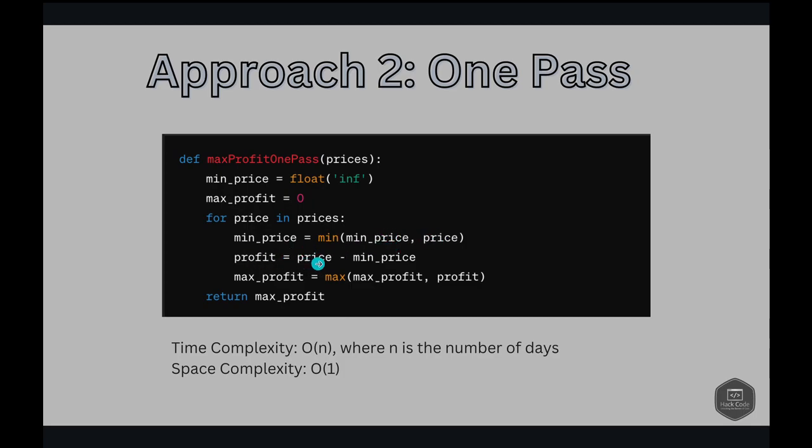The profit we make is the current price minus the min price, selling at this price. Then we keep updating the maximum profit, which is the max of the max profit and the profit we achieve at this point. And then at the end we return the max profit. Here the time complexity is O of n, where n is the number of days, and the space complexity is O of 1 since we don't use any array or set. So the space complexity is optimized to O of 1.